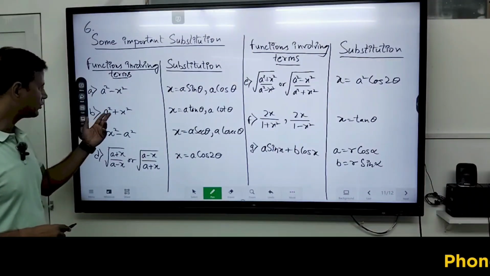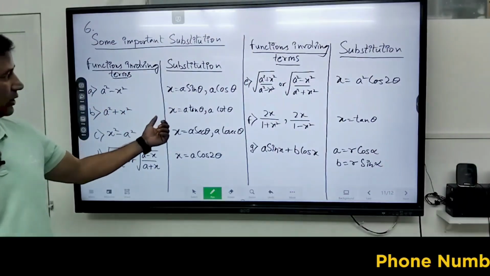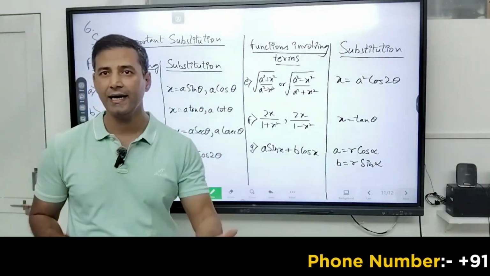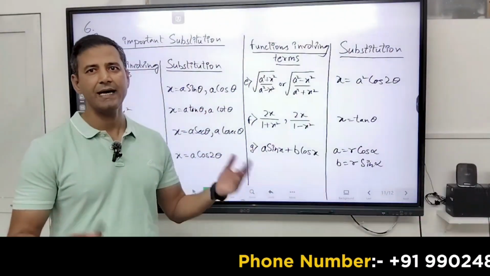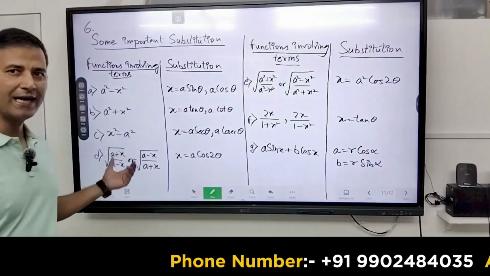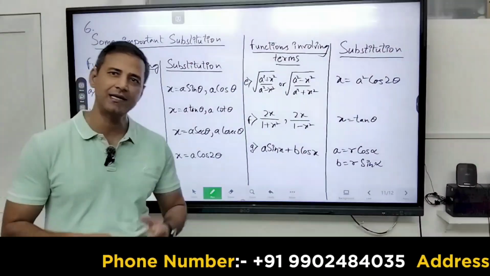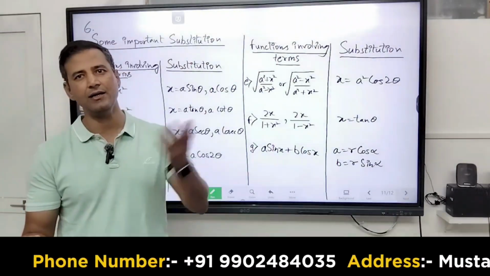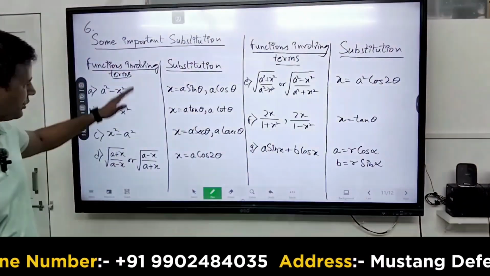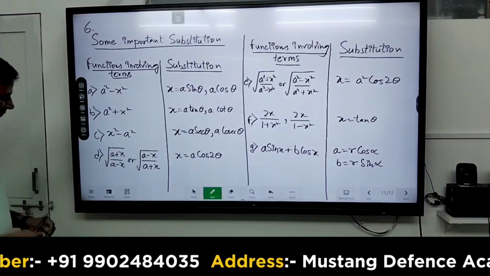So if it is a squared plus x squared, x is equal to a tan theta or a cot theta. The same logic. a squared tan squared theta. So a squared common, 1 plus tan squared theta, sec squared theta, and then the root will go. So this is how you can very well simplify it.